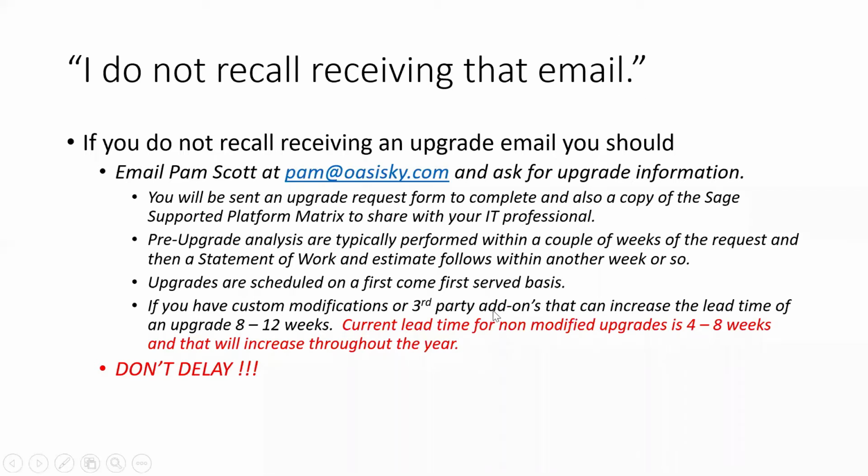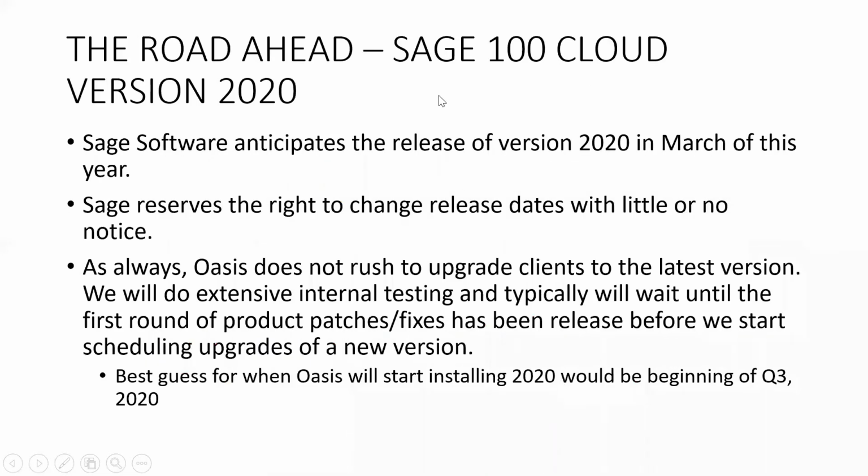Okay, so if anybody else has any questions, please feel free to add those. All right, so kind of talking about the version release, Sage has told us that typically the new version, the 2020 version, is going to come out in March of this year. Sage continues to reserve the right to change those release dates with little to no notice. And also, you will receive the release notice at the same time we do. We do not get advanced copies of the final product, it's released to all of us at the very same time.